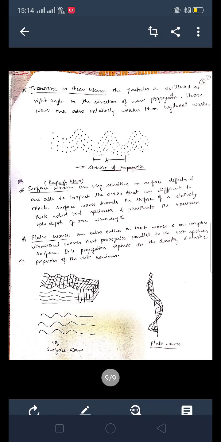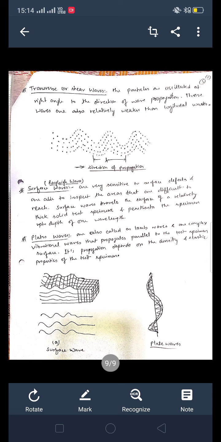They are also called Rayleigh waves, and are very sensitive to surface defects. Basically, surface waves are used to find defects on the surface and are able to inspect the areas that are difficult to reach.